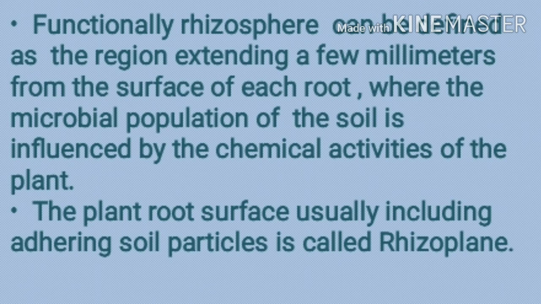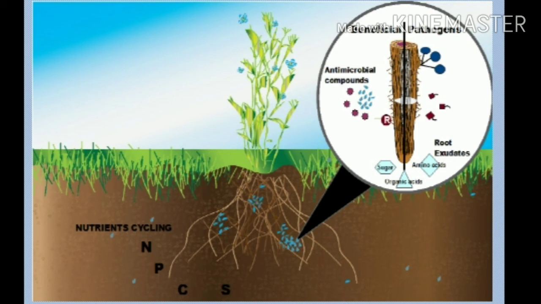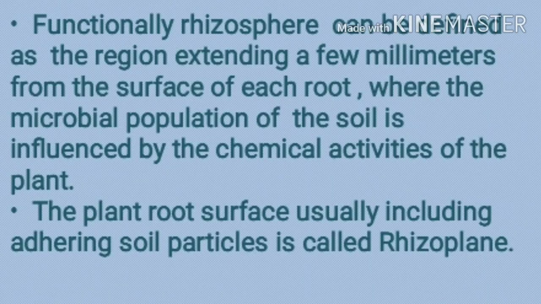There is another term, rhizoplane. What is rhizoplane and what is Rhizosphere? Rhizosphere means the area of soil, a few millimeters of the soil zone surrounding the roots. Whereas the rhizoplane means the plant root surface, usually including the adhering soil particles.